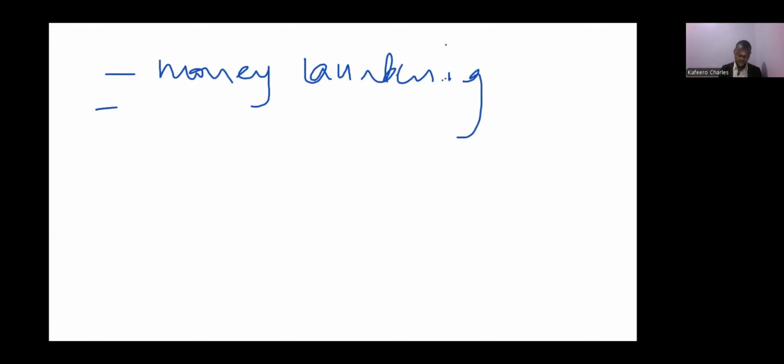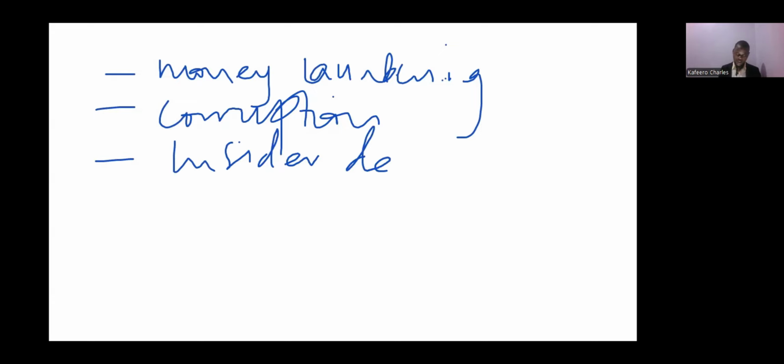So we have other things like corruption. This one is self-explanatory, but most of the times when you are giving points, at least make sure you make corruption the last point, because some of these other aspects are more related to corruption. Like I can talk about insider dealing. Insider dealing is when you use the information that is private to you for your personal benefit.